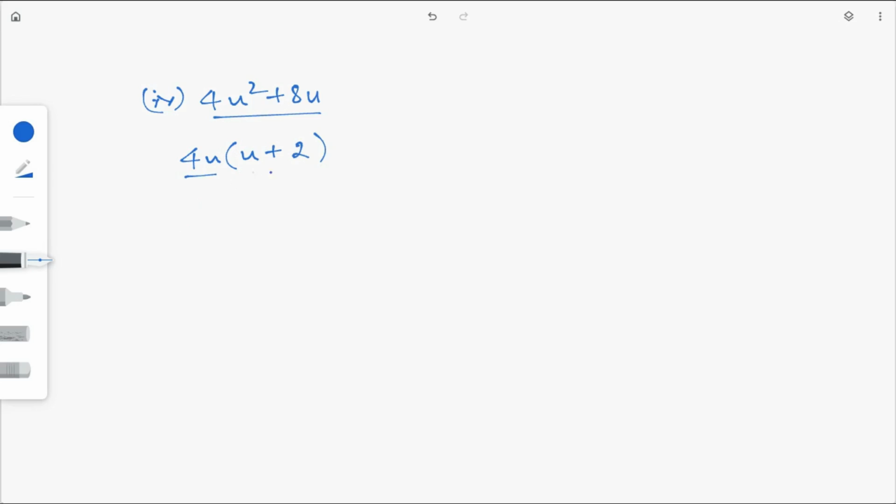So now again I got two factors here, equate them to 0. 4u is equal to 0 and then u plus 2 is equal to 0.